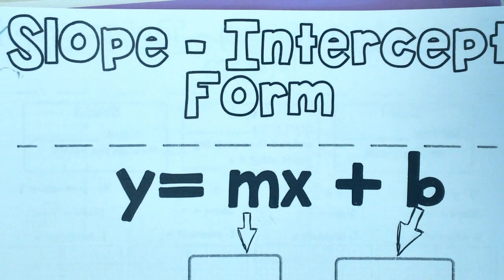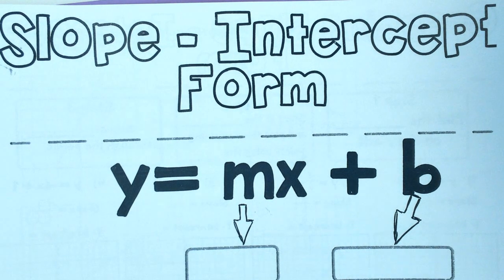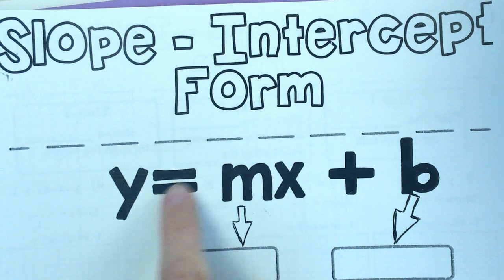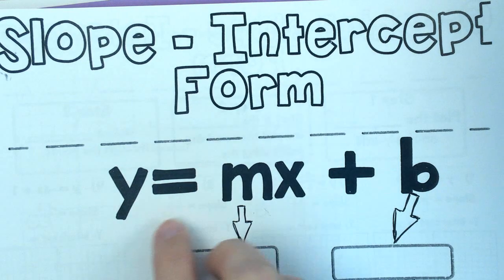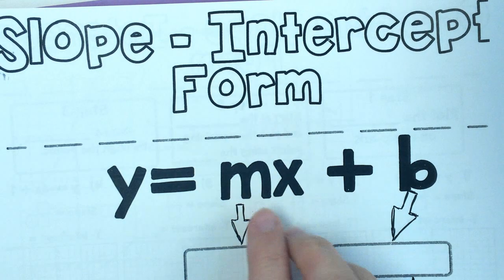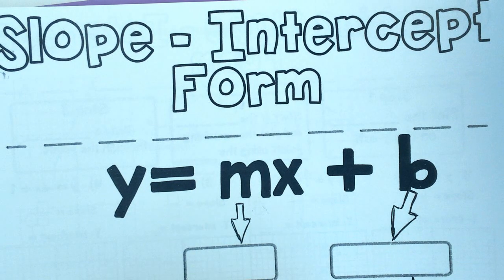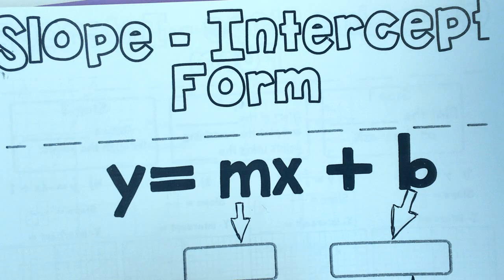Today we are talking about slope-intercept form. Slope-intercept form is y equals mx plus b. If you think back to the last lesson, we were doing y equals kx, right? So instead of y equals mx plus b, we were doing y equals kx. Remember, k stood for our constant of proportionality. That means it was proportional.